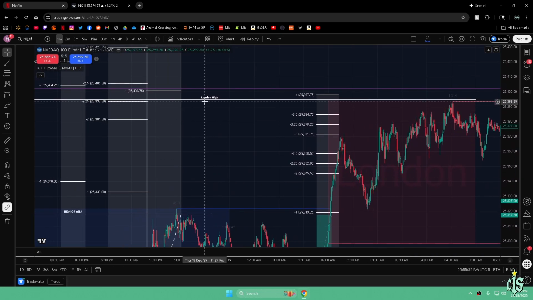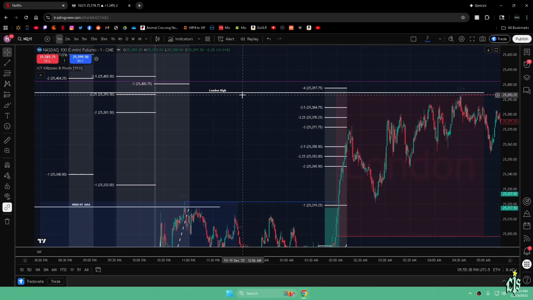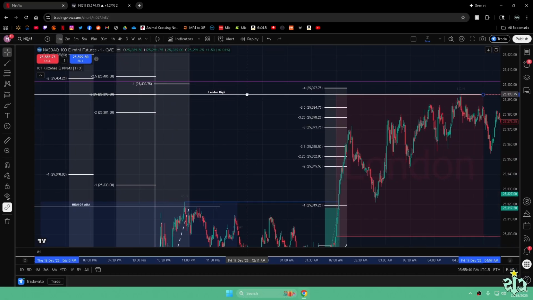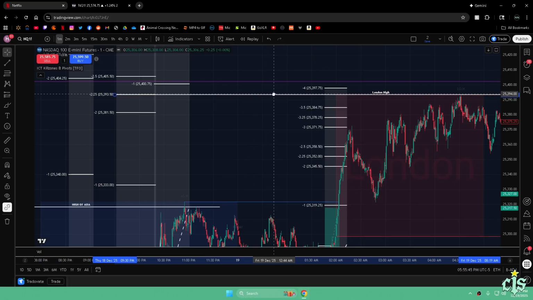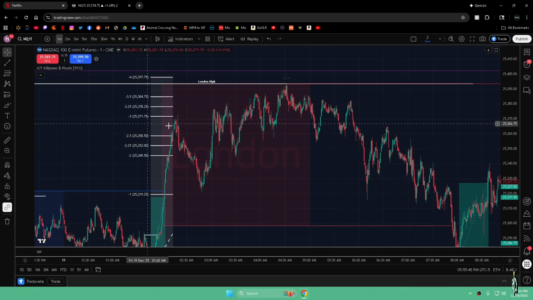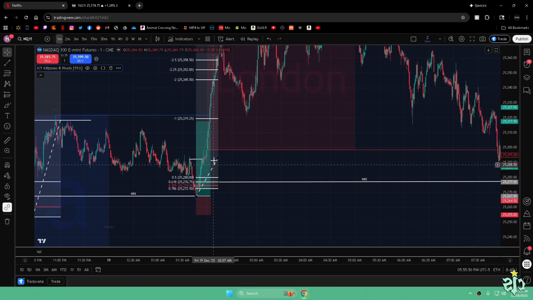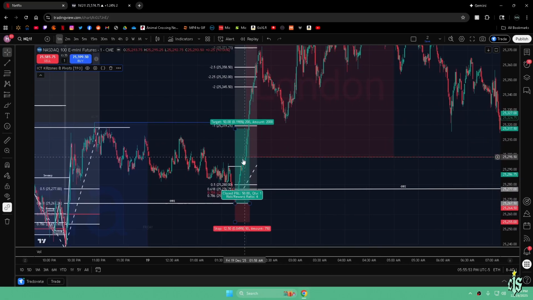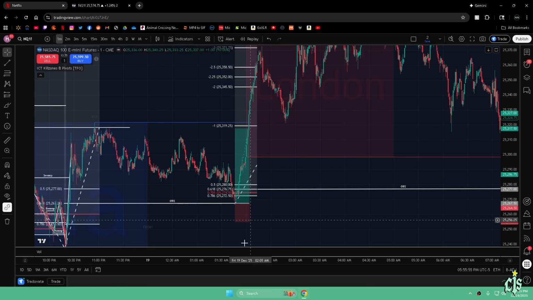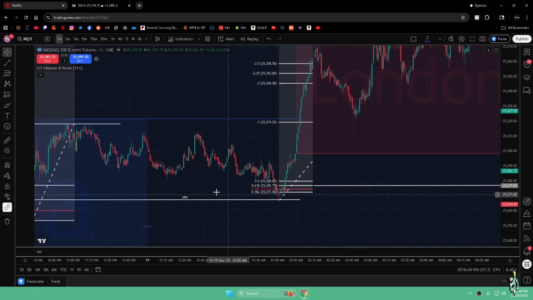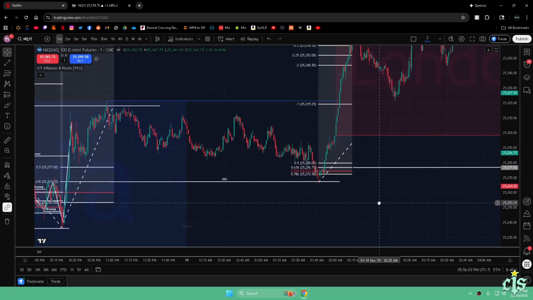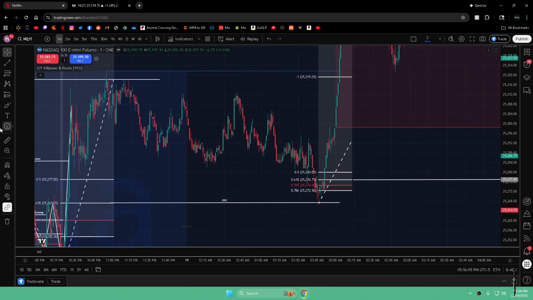Why are my fibs not lined up? We have London High from here. Boom. London High. Okay. Then we also make another fib, right? Because there's another range here. So I'll get rid of this. And we can see that it swept liquidity and it broke these lows right here.